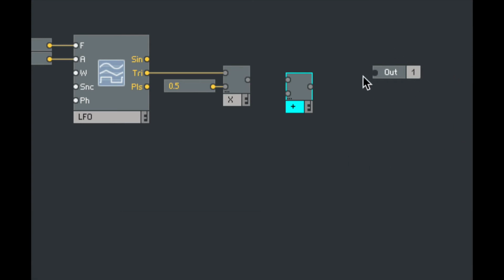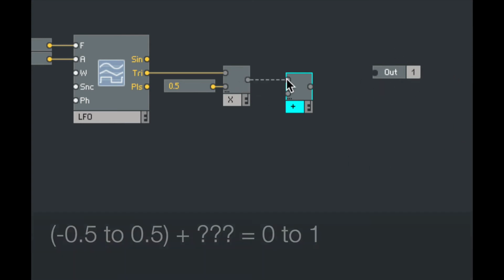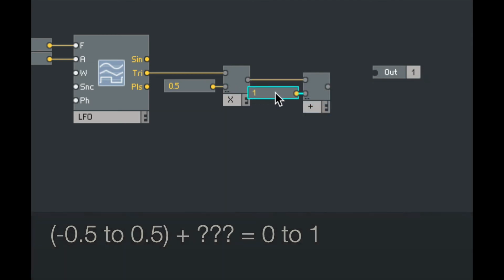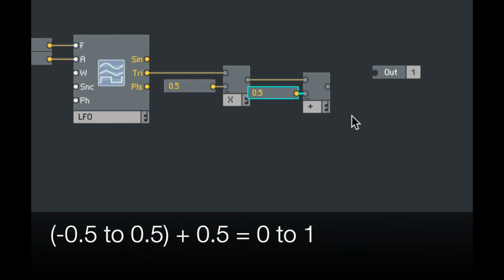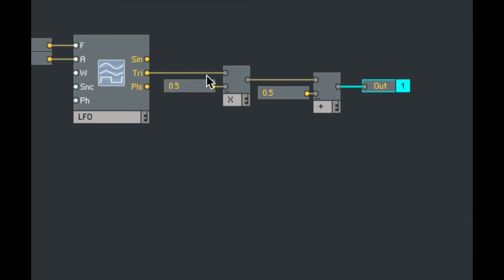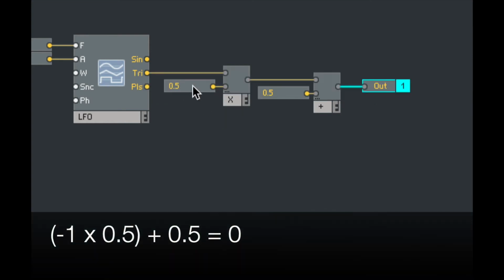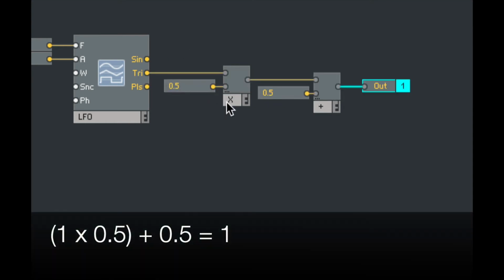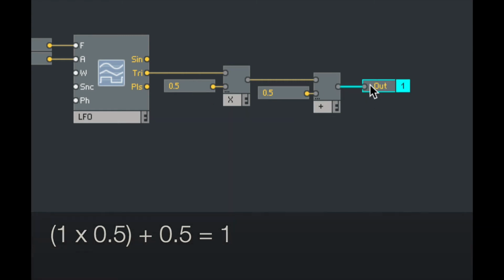Again, what I want is 0 to 1, so that means I need to add, create constant, 0.5. Let's follow this math. Lowest value, negative 1, times 0.5 is negative 0.5, plus 0.5 gives me 0, so my lowest value is now 0, not negative 1. Highest value, 1, times 0.5, 0.5 comes out of this, plus 0.5, 0.5 plus 0.5 is 1, and so I now have a range of 0 to 1.